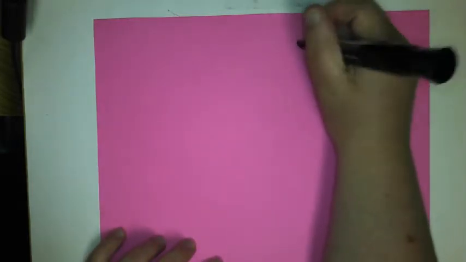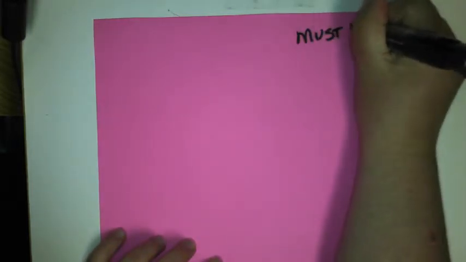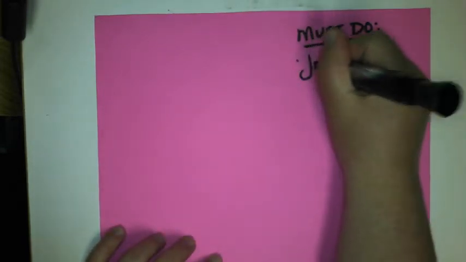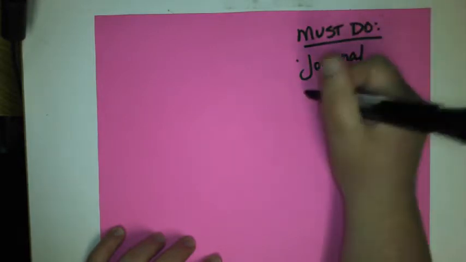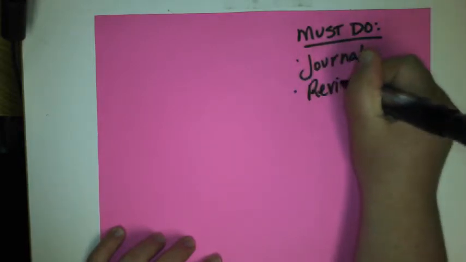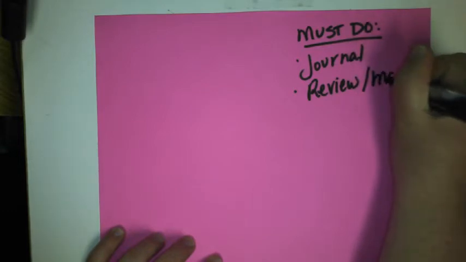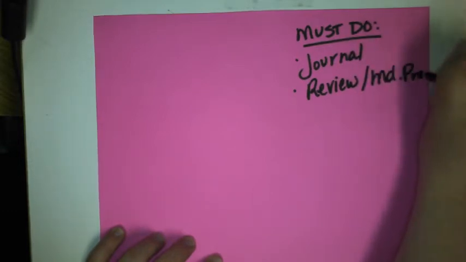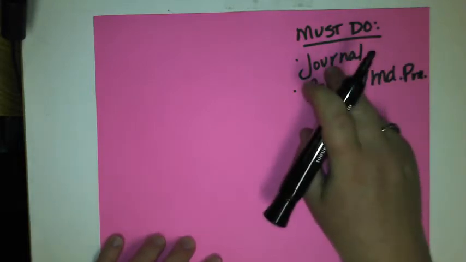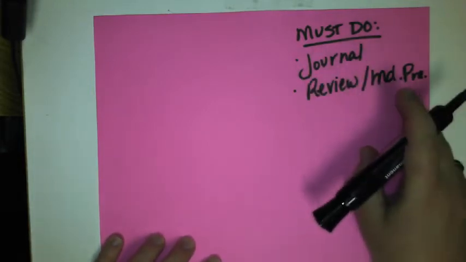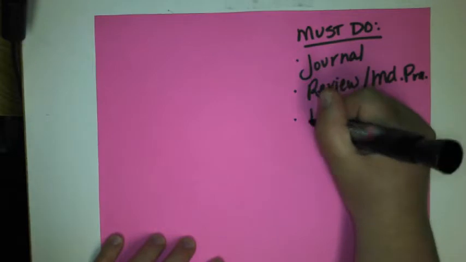Now, this last example is one I'm really liking for middle years and senior years students, that students have things that they must do in the class. And this would be like a math journal. They'll have to do a math journal, a review or an independent practice, and a number of the day.